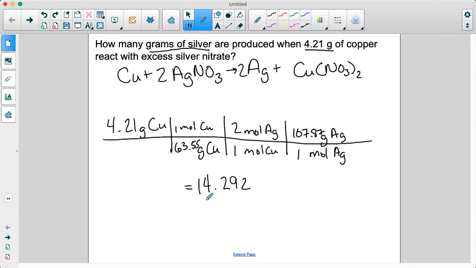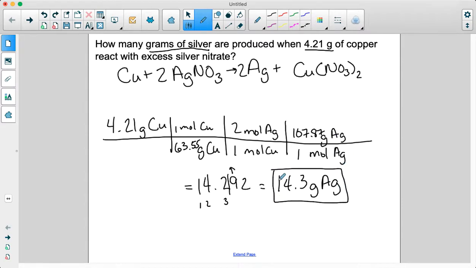Now, again, 3 significant figures. So we've got 1, 2, 3 right there. So I'm cutting the number. The 9 rounds up, so this becomes 14.3, and then label our answer. And here we had grams of silver as our final unit. That's what the question asked for. And that would be our final answer.